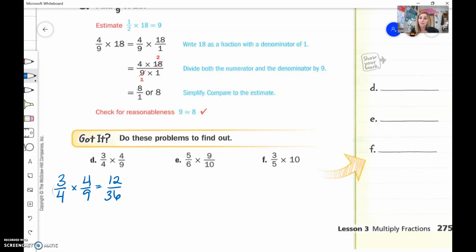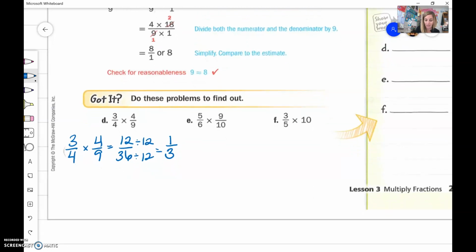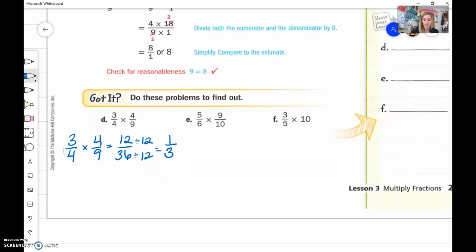When I look at 12 and 36, I know right away that the greatest common factor that they have in common is 12, which means I'm going to divide each of those by 12. So 12 divided by 12 is 1, and 36 divided by 12 is 3. So I simplified at the end. Now, those products, when we multiplied, were a little bit higher than I would like.